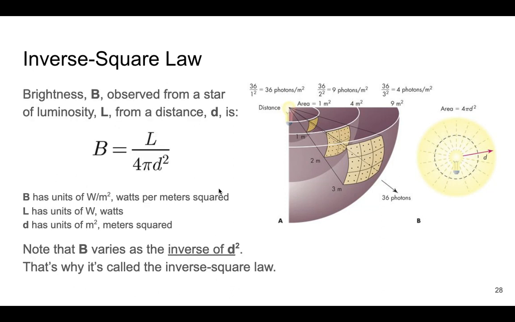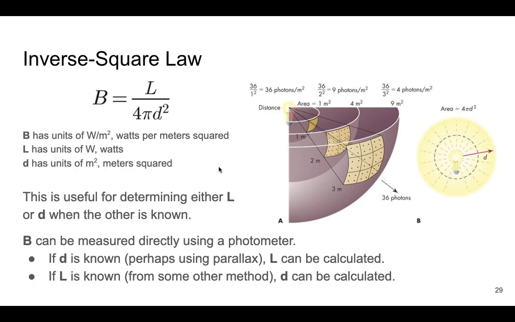So yeah, let me go back one. Why is it called an inverse square law? It's because brightness is proportional to the inverse of the distance squared. It's an inverse square law. So the way this works, this is how a lot of math works.